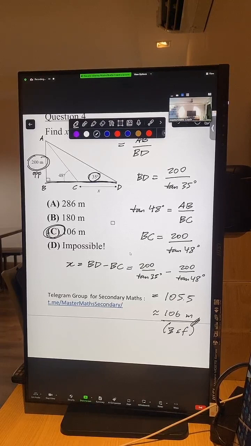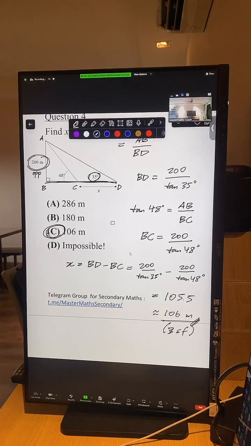Anis, the answer is 106, but it's not 106 cm, it's 106 meters, because AB is 200 meters. So be very careful. In the exam, if you write 106 cm, the examiner will say, very sorry, cannot give you the marks, even though your 106 is correct.